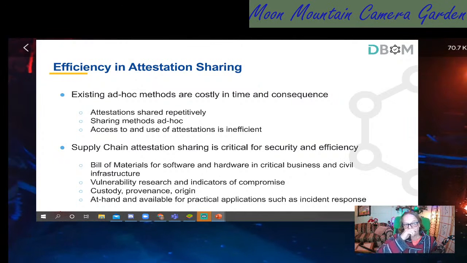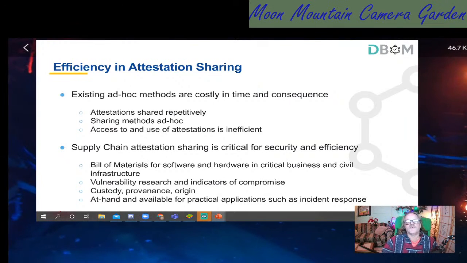incidents. And supply chain attestation sharing is critical for the security of supply chains and critical infrastructures, and for the efficiency and economic needs of the supply chain participants. So bills of material for software and hardware in critical business and civil infrastructure are paramount. We need to know what's inside our grids. We need to know what's inside our business systems. We need to know what's inside our data centers, because that matters.